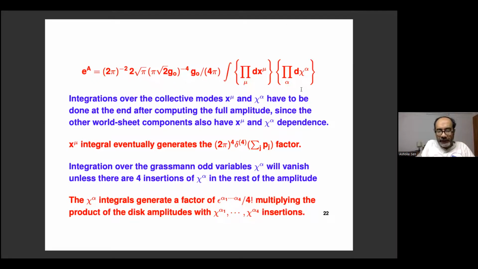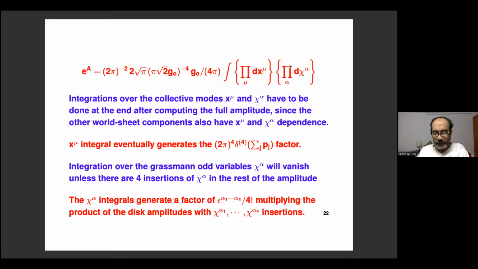Eventually, after you multiply this by the disk amplitudes and carry out the x mu integral, because the x dependence is through the e to the i p dot x factor, the x mu integral will generate the momentum conserving delta function. So even though individual worldsheets don't have momentum conservation, it comes at the end after you integrate over the collective mode of the instanton.